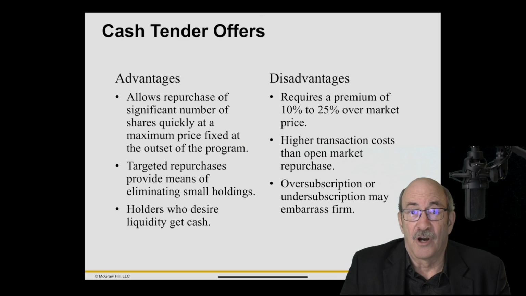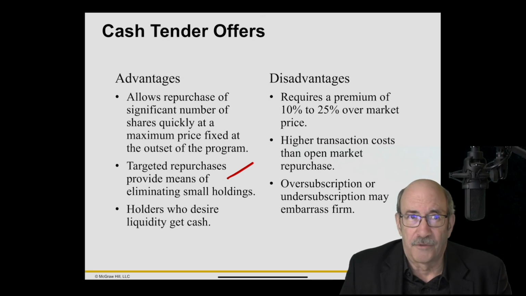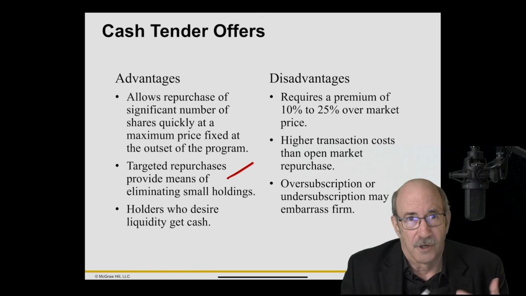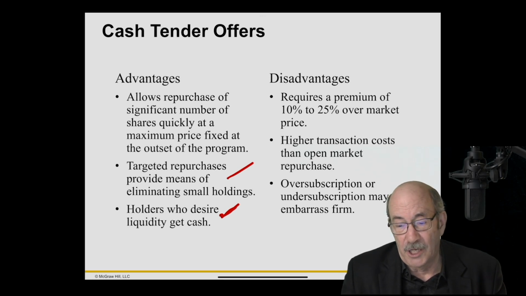As far as cash tender offers, it allows the firm to more easily guarantee a repurchase. Targeted repurchases means that they're eliminating some of the small holdings. If you hold 35 shares of something, let's clear all of those small numbers out. That will create incentive for those shareholders to tender their shares. It also gives those who want the liquidity the opportunity to do it, and those who don't have to sell, unlike a dividend that everybody gets.